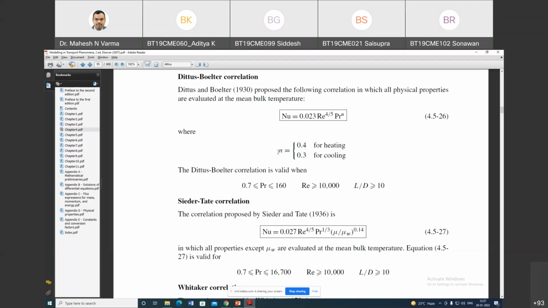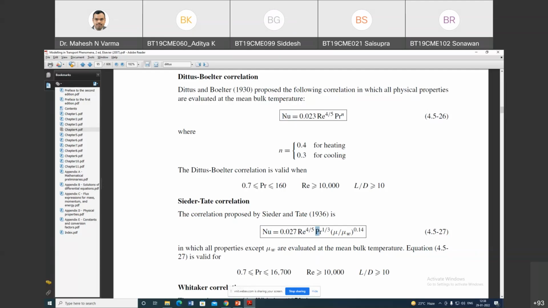Because why? Because these are all polynomial fitting, and some engineering inputs they have given. They have rearranged all parameters in the form of Reynolds number, Prandtl number, and Nusselt number. This is what engineering input is there. Hence, rather than calling it a polynomial fitting, we are calling it an engineering correlation. So this is not purely polynomial fitting. Some engineering inputs, they have rearranged the parameters in the form of dimensionless numbers, and dimensionless numbers have physical significance. So some engineering inputs are given.